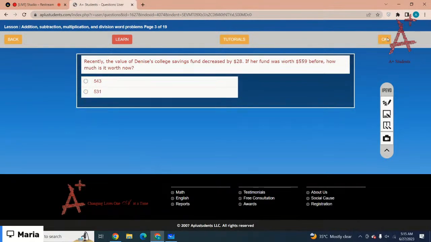The next one is: recently the value of Dempsey's college savings fund decreased by $28. If her fund was worth 559 before, how much is it worth now? Which is the correct option?